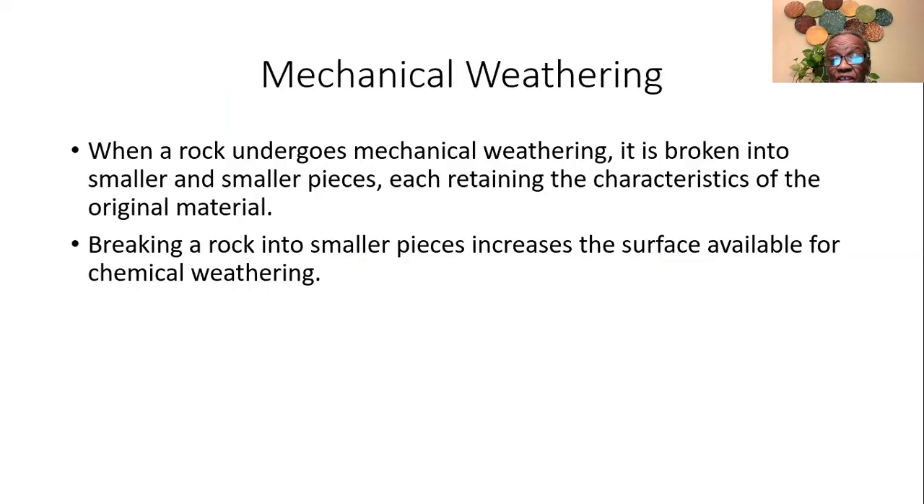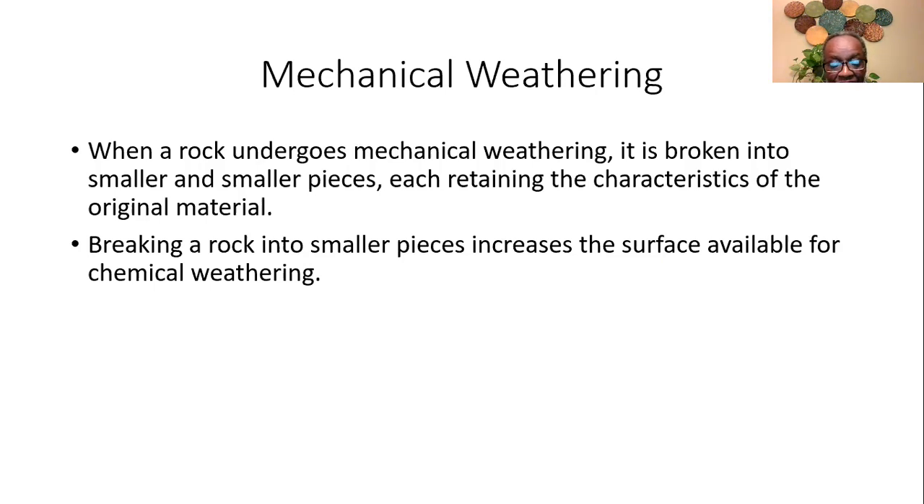Now mechanical weathering, all that means is that the rocks are going to be broken up into smaller pieces, but each small piece is still going to be the same rock. Think of it another way: let's say we had a sheet of paper and we tore it into 50 pieces. Each little piece will still be paper. The only thing we've done is change the size and the shape of it, but it's exactly the same paper. When we break rocks into smaller pieces, we increase the surface area, and that causes chemical weathering to take place easily.